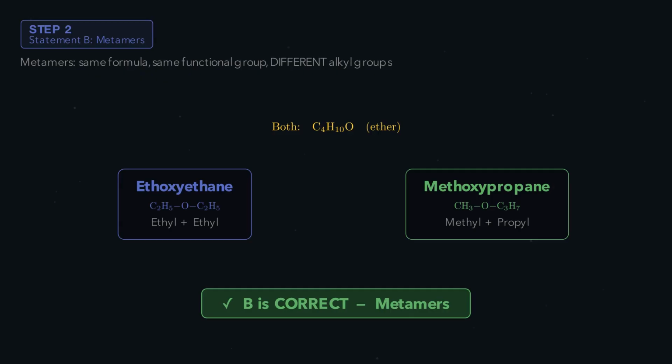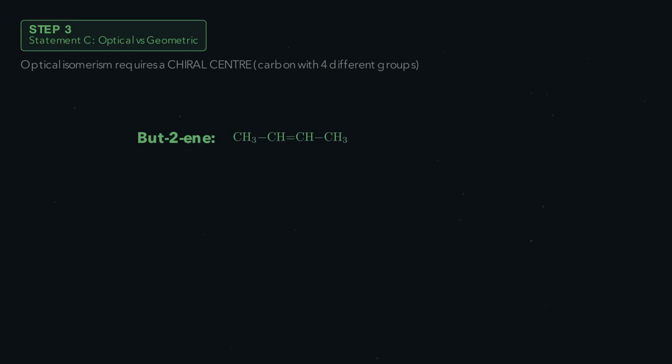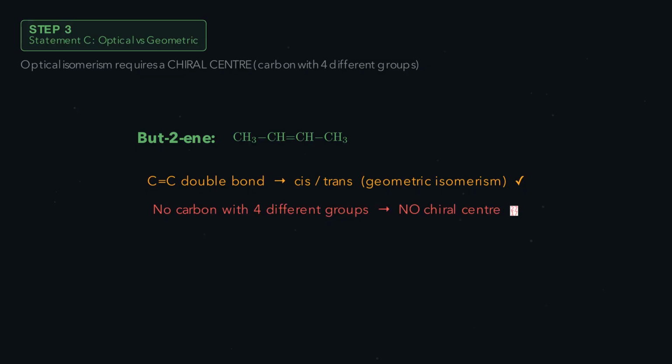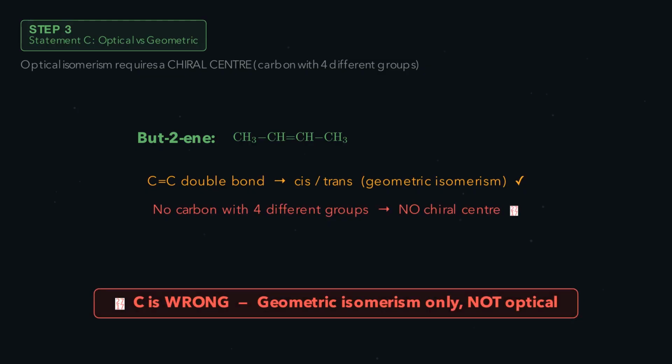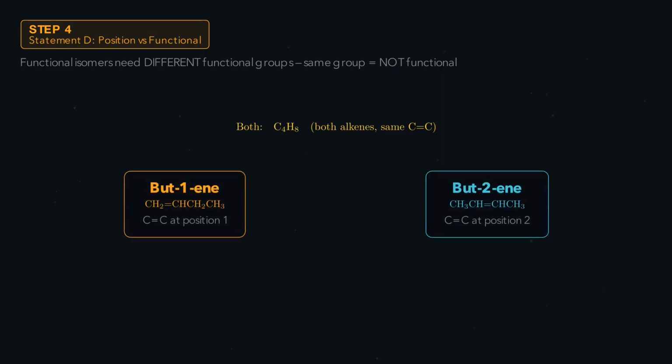Statement B, ethoxyethane and methoxypropane. Both are ethers with formula C4H10O, so the functional group is the same, but the alkyl groups on either side of the oxygen are different. Ethyl-ethyl versus methyl-propyl. Same functional group, different alkyl distribution. That's metamerism. Statement B is correct.